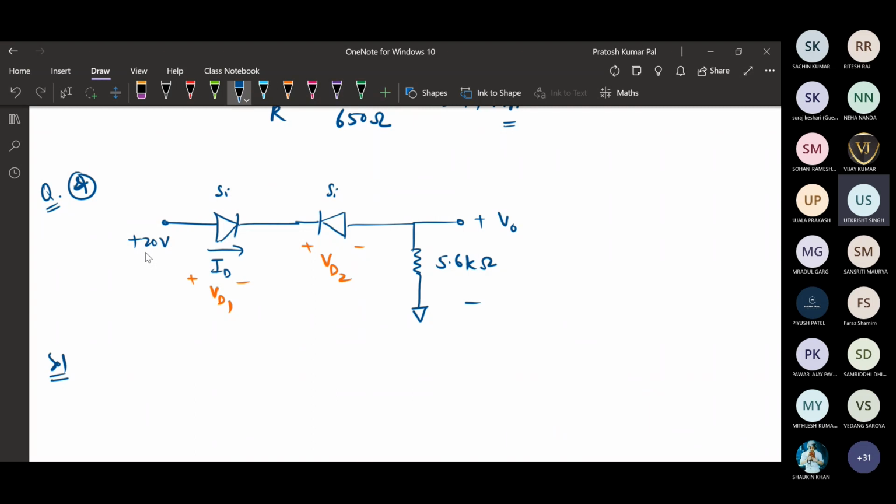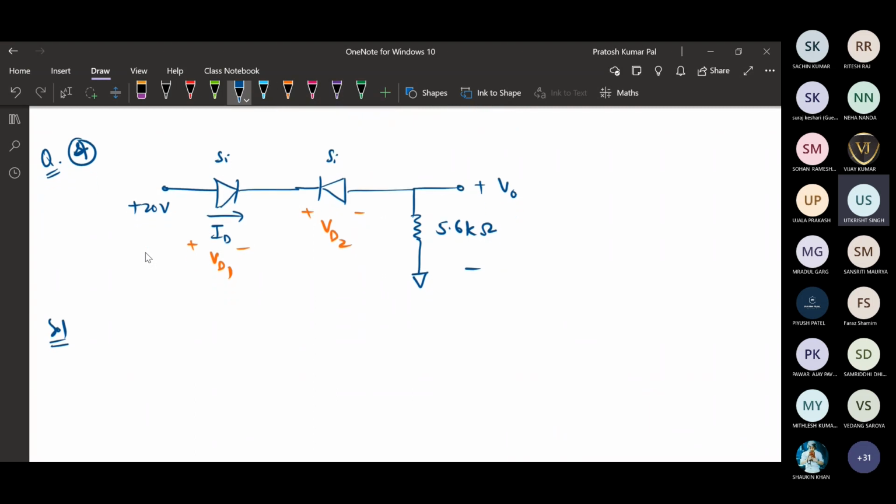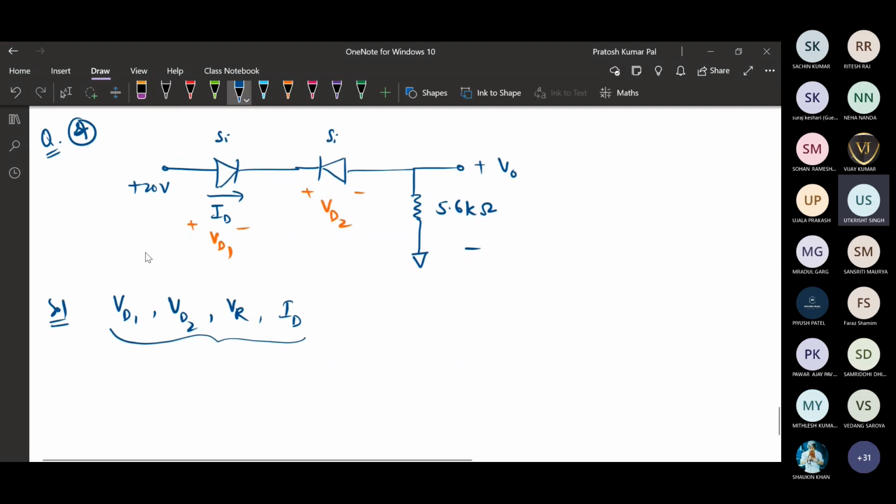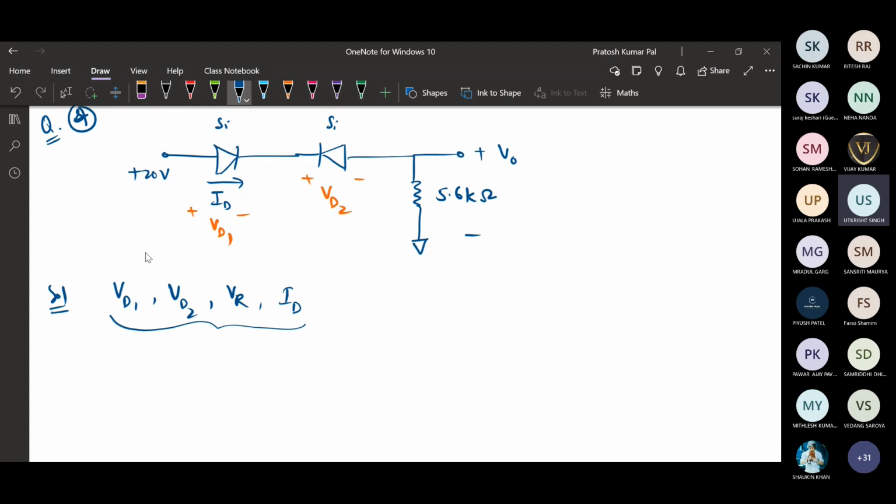Now here we need to find out the same. What will be VD1? What will be VD2? What will be the voltage across the resistor? And what will be the current ID flowing through this component? These are the points we need to find out. First of all, we will see which diode is forward bias and which one is reverse bias. Here in the first diode, diode 1, this one is positive and this is negative.